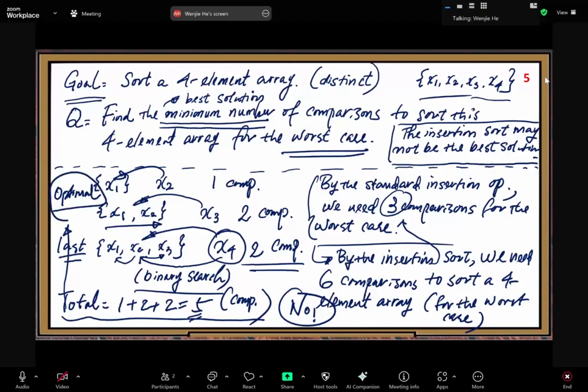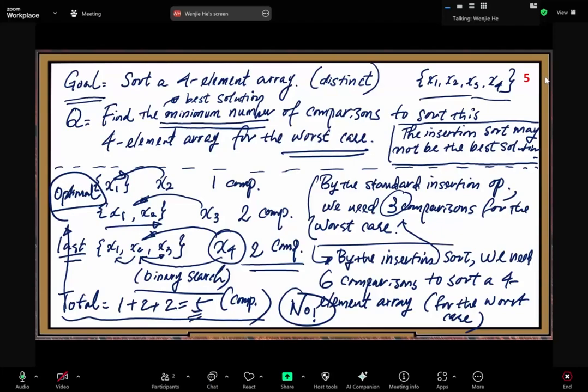The question is, how do you know it's optimal? How do you prove it? You need to rigorously prove it. Yes, we can do it. We can rigorously prove it. But not today. Today we do not have that much time.